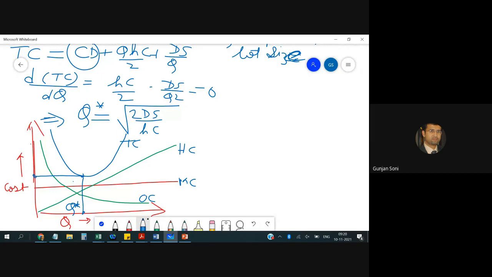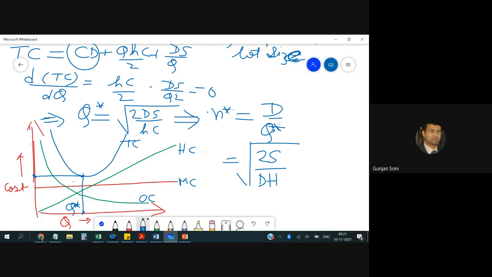Okay, so resulting from this formula we can also find out the optimal ordering frequency, that is, how often should I place an order. The optimal ordering frequency is the number of times I'm placing an order, so that will be D by Q star, which will be the square root of DH by 2S. This will be your N star, the optimal ordering frequency. Any doubts till now?